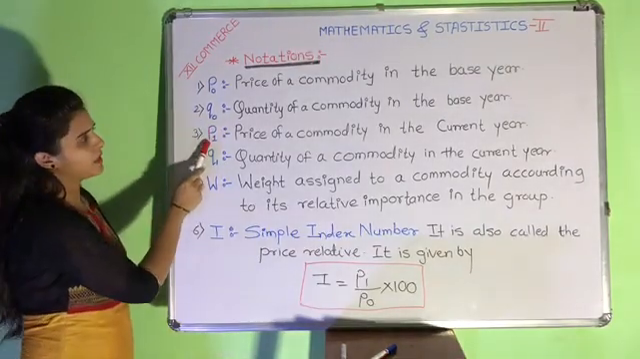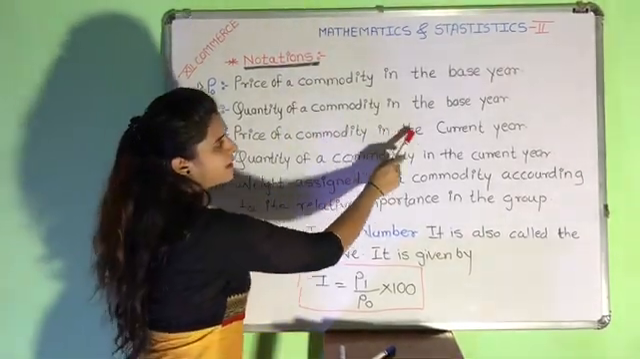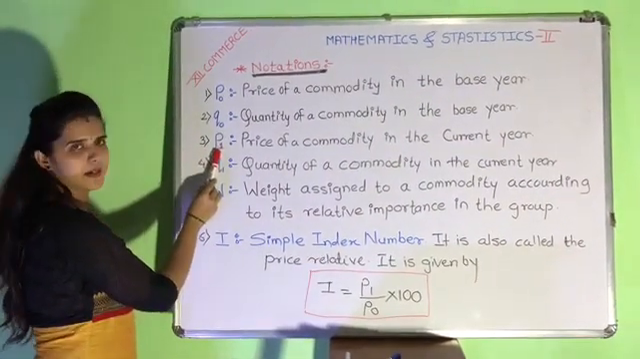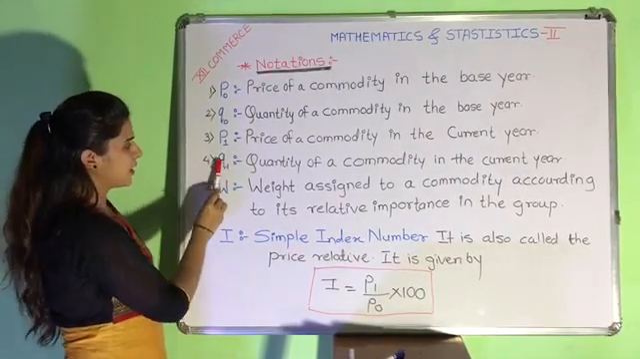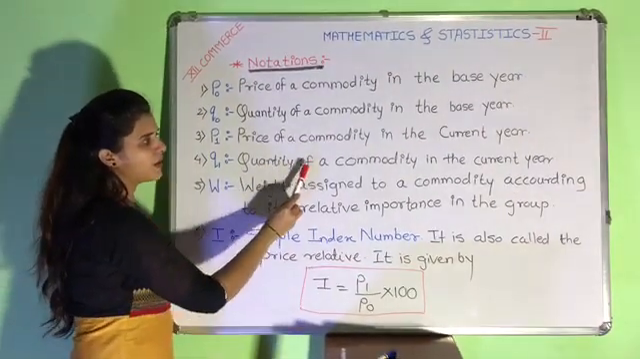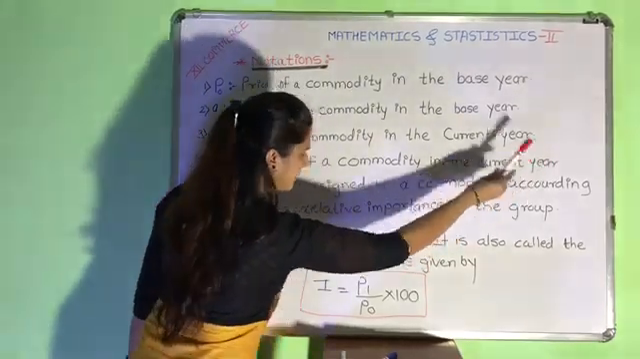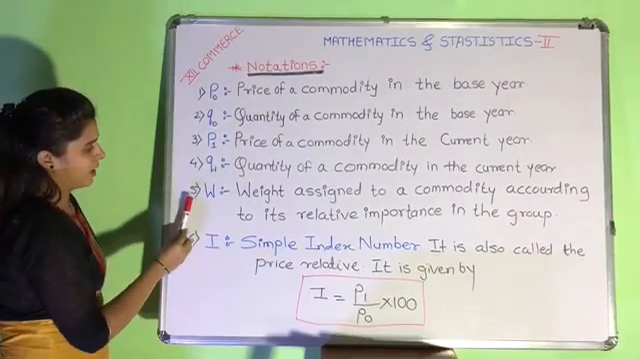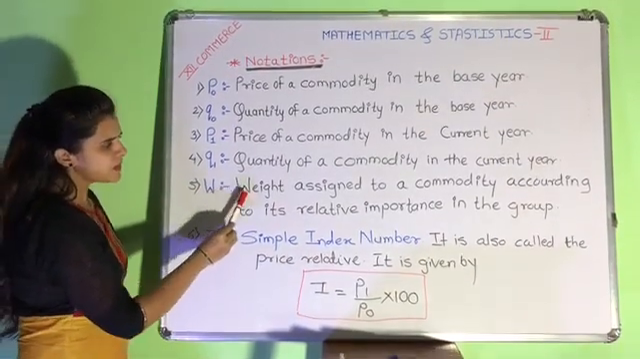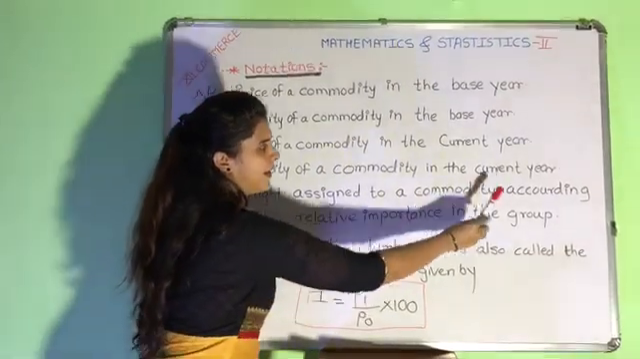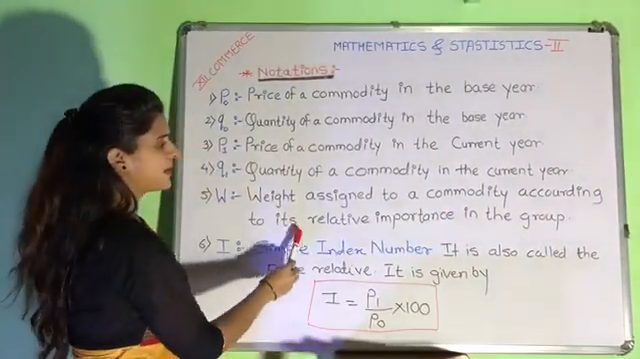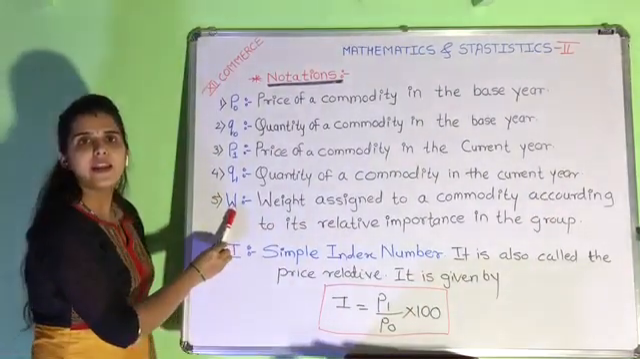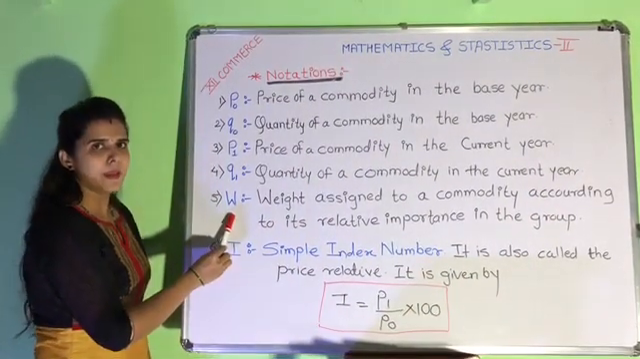Third, P1. Price of a commodity in the current year. P for price and 1 for current year. Fourth one, Q1. Q1 means what? Quantity of a commodity in the current year. Q for quantity, 1 for current year. Fifth one, W. Weight assigned to a commodity according to its relative importance in the group. Here, weight is given in the examples.